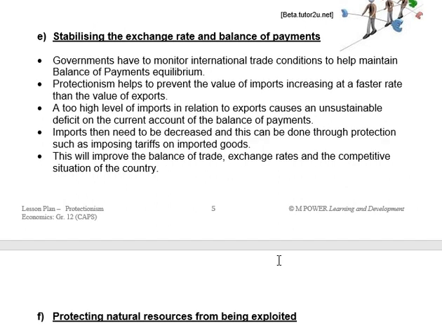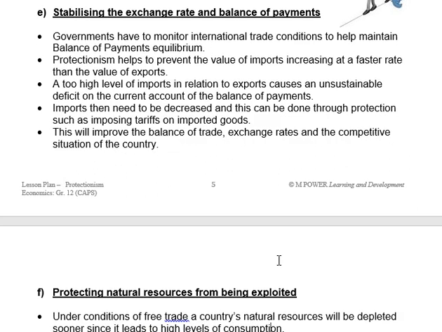The next advantage of using protection is that we can stabilize our exchange rate and the balance of payments. Okay, now obviously remember any exports and imports will influence the exchange rate and it will influence the balance of payments as well. So it's very important that the government monitors international trade. They need to see how much money is going out, how much money is coming in, so that we can keep our balance of payments healthy.